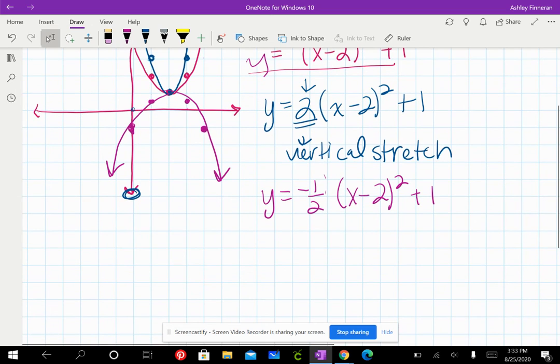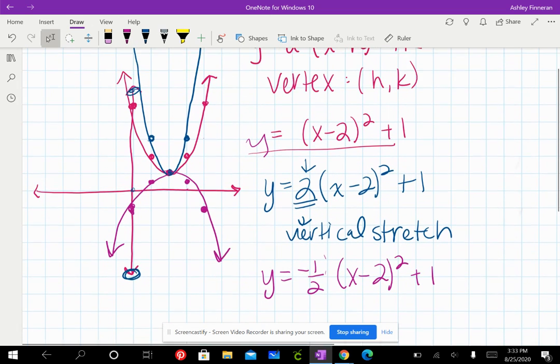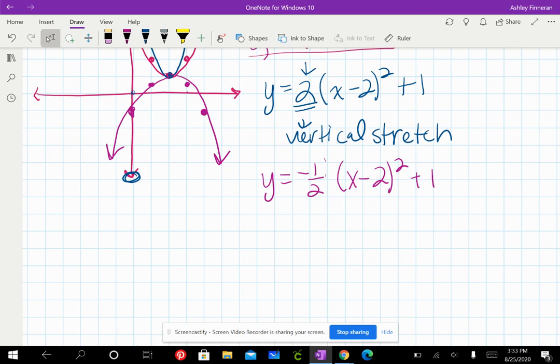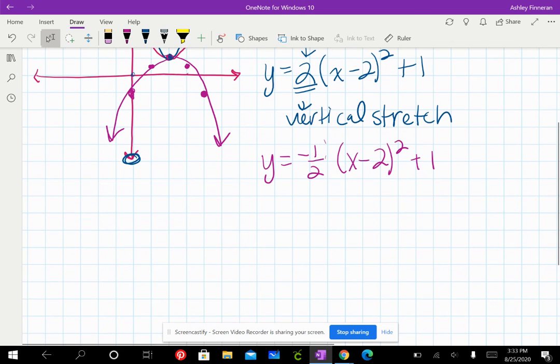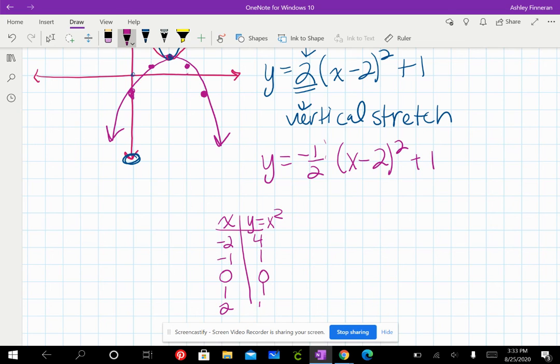But if this graphing method does not work for you and you want to go back to using tables, tables are also an option. You can make your parent function, which is y equals x squared. You have the points -2, -1, 0, 1, and 2. The y values would be those numbers squared. And then we can make a transformation table. So we have x plus 2, and then we have -1/2 y plus 1. In Algebra 1, this is probably how you typically saw it.